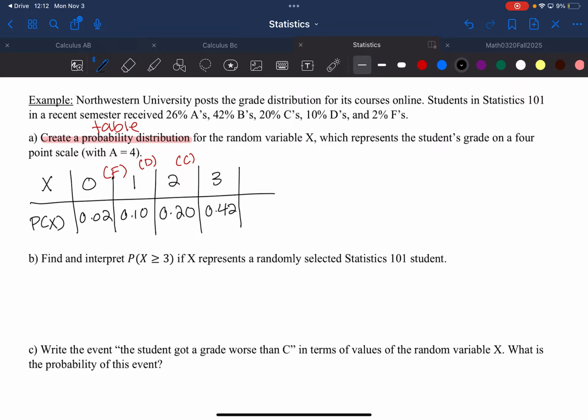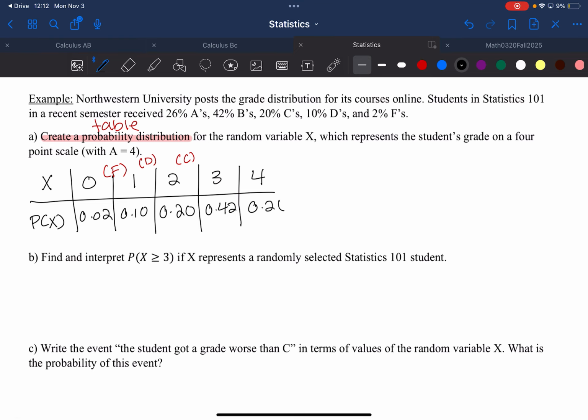0.42. Good. And then lastly, 4, when our X value is representing A, what's the probability? 0.26. Perfect. So again, this is representing B. This is representing A. Okay.